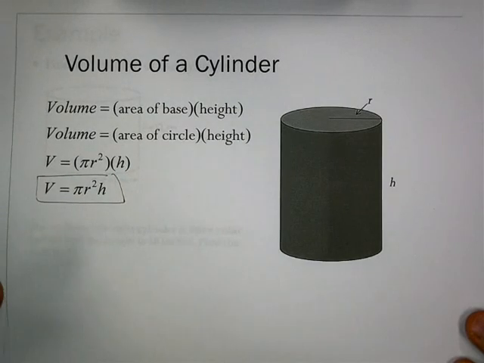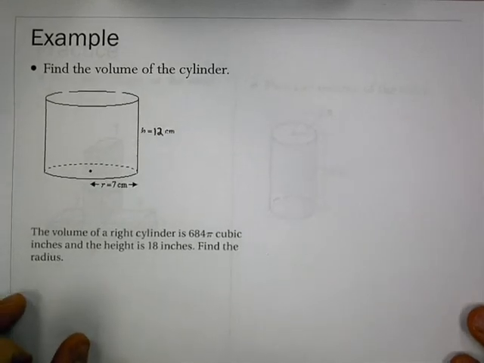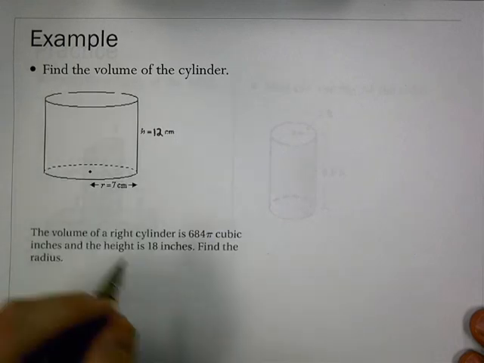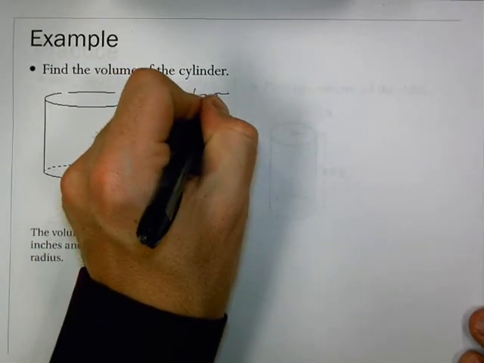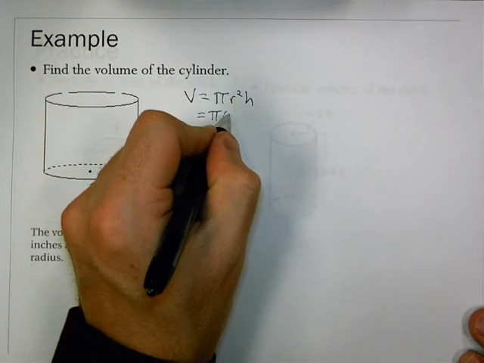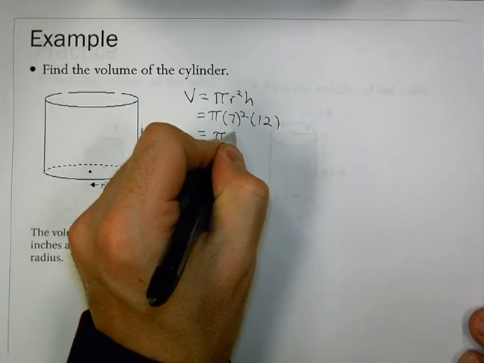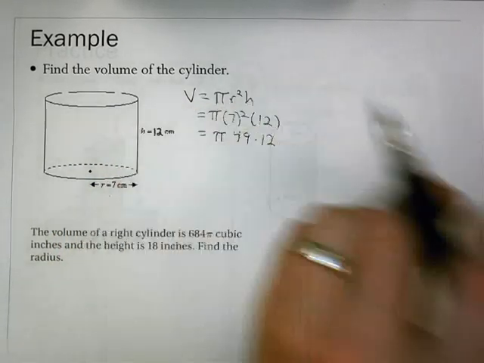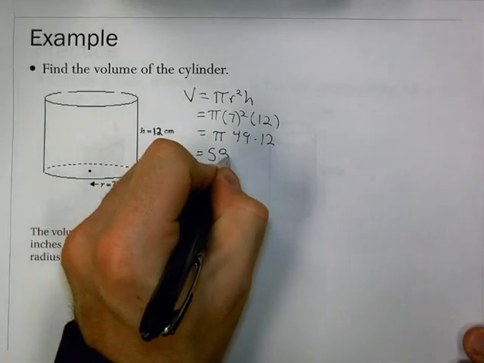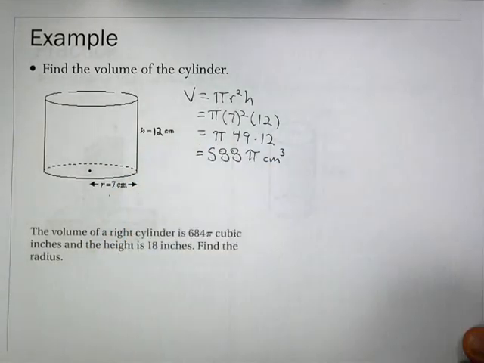Just something to look out for. Make sure you don't accidentally choose diameter. You always want to make sure it's radius. So if given diameter, take half of it so you do get the radius. So an example, let's write our formula out first. It's pi r squared times height. Our radius is 7. Our height is 12. We plug that in and we get 49 times 12 times pi. 49 times 12 is 588. So we get 588 pi centimeters cubed.